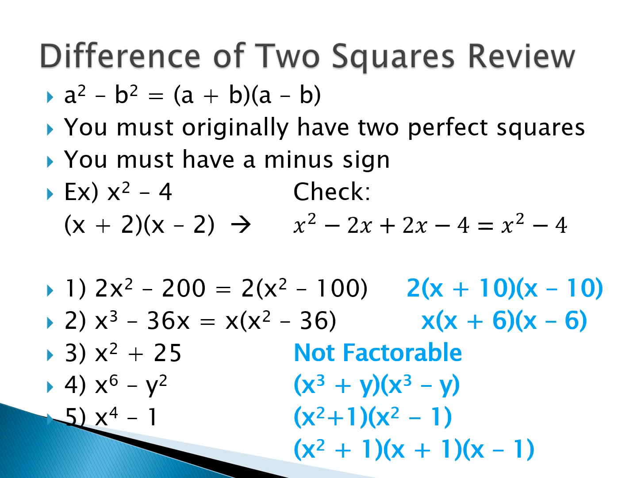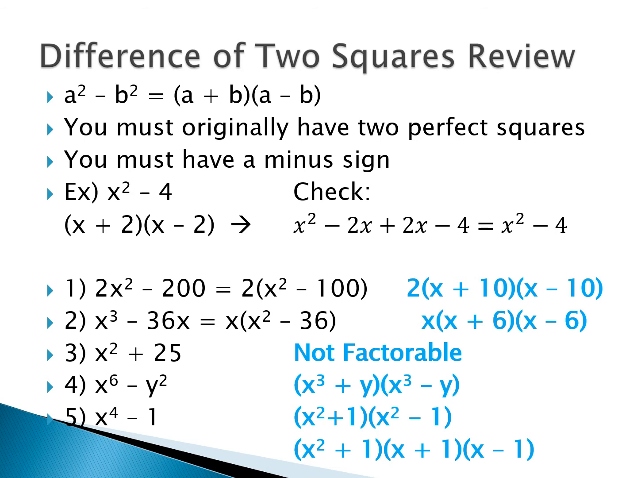And here are the answers. You've got x plus 10, x minus 10 for that first one, but notice that you do have to factor out the 2. So that 2, when you factor that out, you end up with x squared minus 100, which is two perfect squares that we can use. Same idea goes with the second one. You've got that x that you can factor out, and then it becomes x squared minus 36.